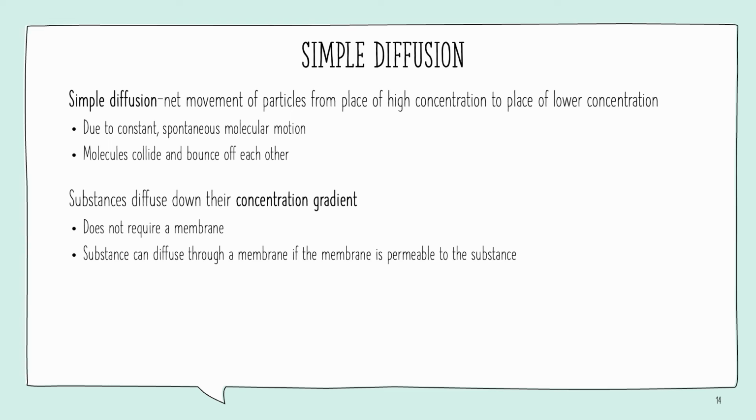Okay? Substances diffuse down their concentration gradient. It does not require a membrane. Substances can diffuse through a membrane if the membrane is permeable to the substance. That means it'll go through if it allows it to go.